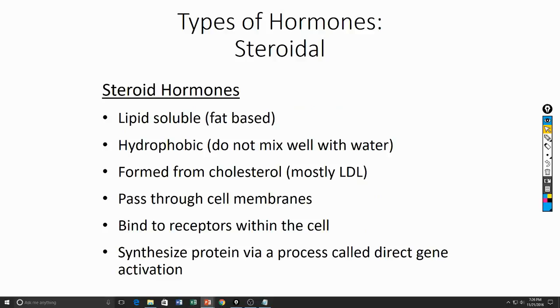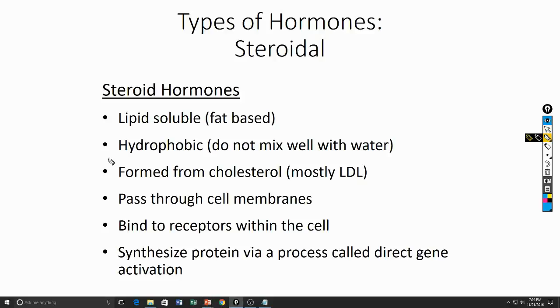Okay, so first off, let's look at steroid hormones. As I said, they're lipid soluble because they come from cholesterol. Cholesterol, of course, is a molecule that's very similar to fat. So they have some similarities there, one of which is that they're hydrophobic.